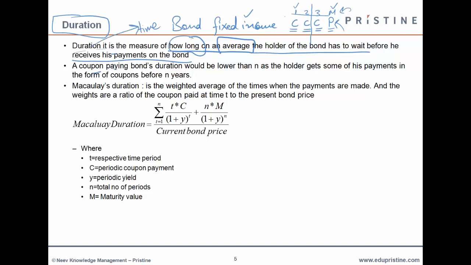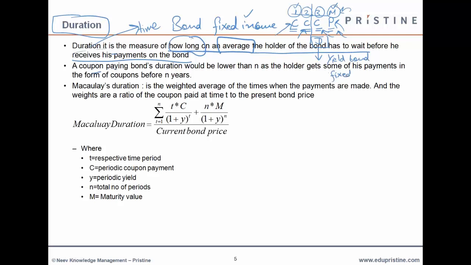So some point in this timeline is called duration, and this is the average time, and it's a weighted average where weights are defined by the cash flows. And this is the nice point where the yield of the bond is guaranteed. The yield of the bond is fixed.